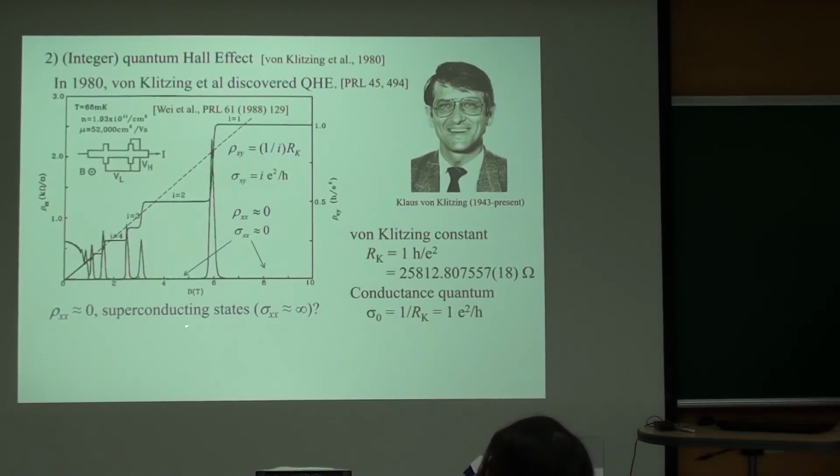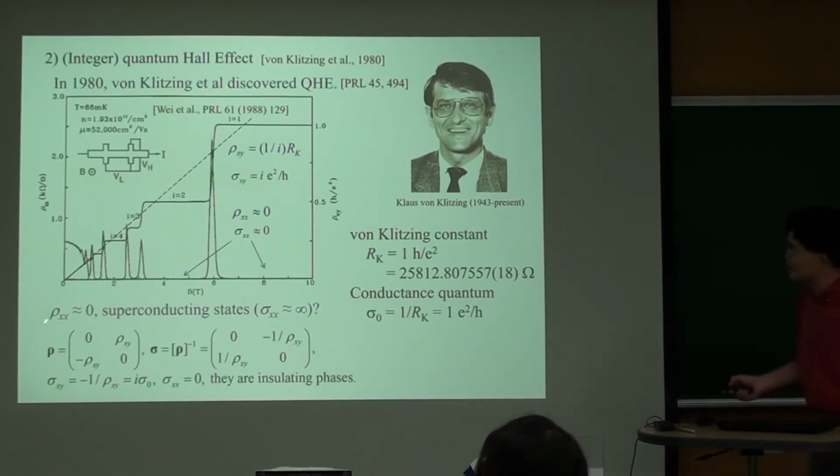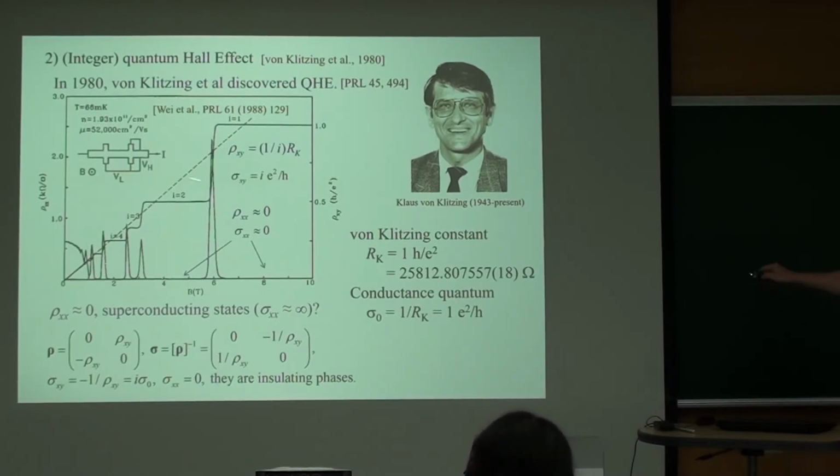You might ask, is this superconductivity? In fact, it's not. If you write resistivity as a two-dimensional tensor and take an inverse, you get the ordinary conductivity, and you find that the conductivity is also 0. So this means that in the plateau area, the ordinary conductivity is actually 0, meaning this is an insulating phase. Now this quantization is very precise, so the question is, what causes such an intriguing phenomenon?